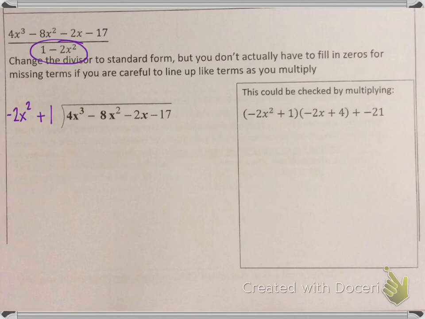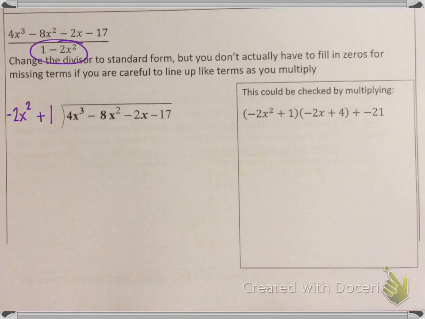Now, one thing that she says here is that when you change it, you don't have to fill in missing terms, because if you notice, it's missing a plain x term. You don't have to fill in a missing term if it's on the outside, because the placeholders we need are in here. We don't need a placeholder on the outside. What we're just going to have to do is be careful to line up terms as we multiply. And I'll show you what that looks like.